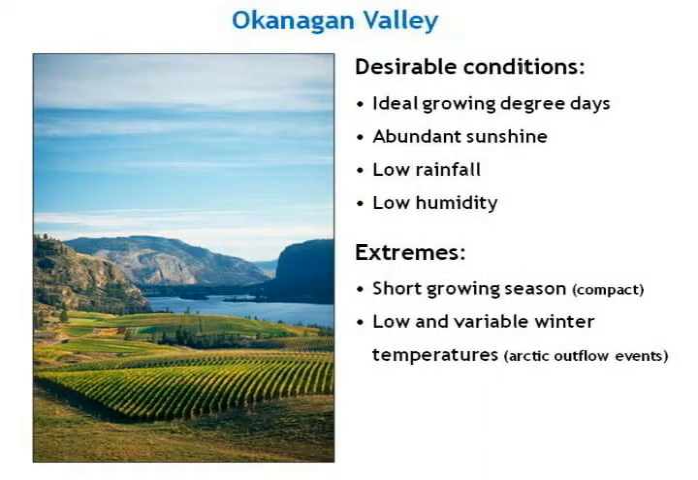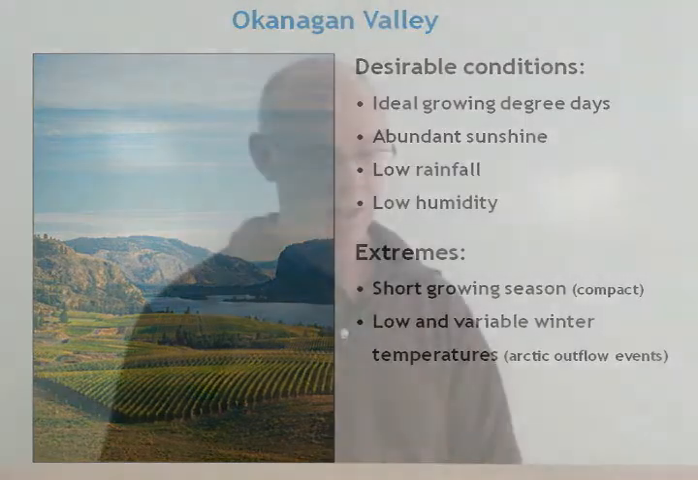So, grape growing in the Okanagan, some of the desirable conditions that we have are ideal growing degree days with lots of sunshine, low rainfall and low humidity. So we actually get a lot fewer of the diseases, bunch rot and sour rot, that kind of thing that you'll have to deal with out here. So, that's a real plus.